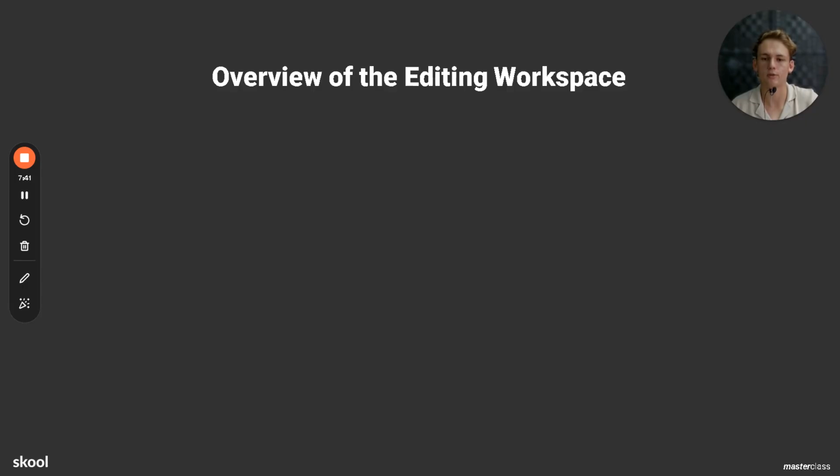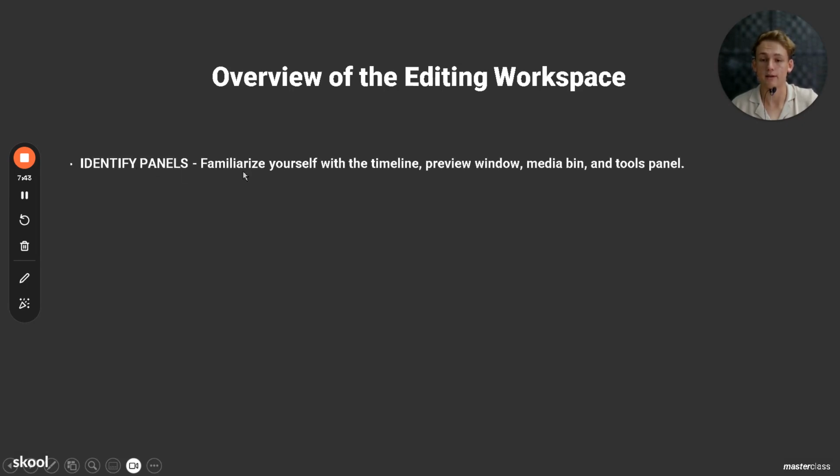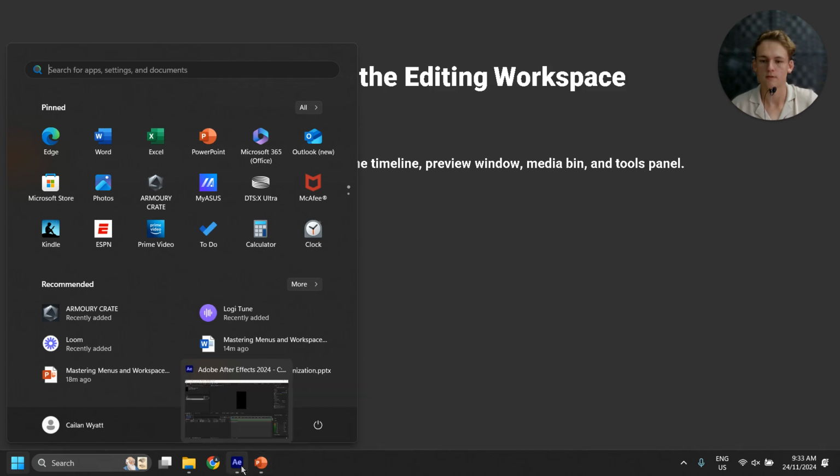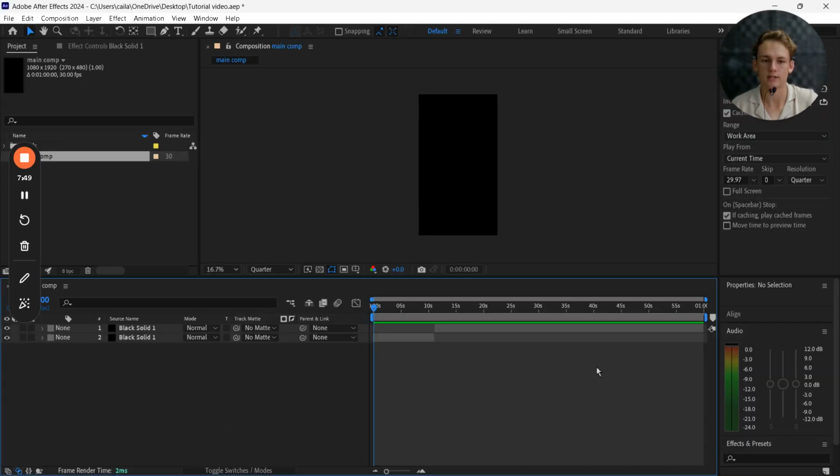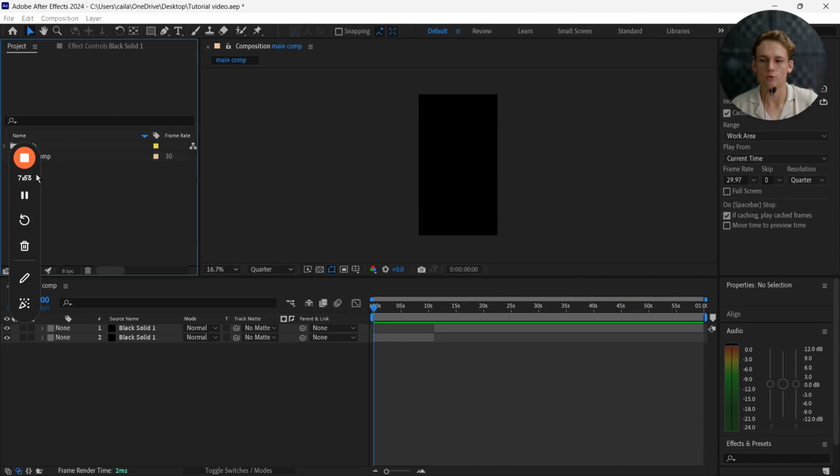Alright, overview of your editing workspace. So identify the panels. Familiarize yourself with the timeline, preview window, media bin, and tools. Alright, I'm going to go more in depth in each of these in a second, so I'm just going to give you a quick little rundown. In the top left here is your project panel. This is where you stick all your files, all your music, anything that you're going to edit with goes here.